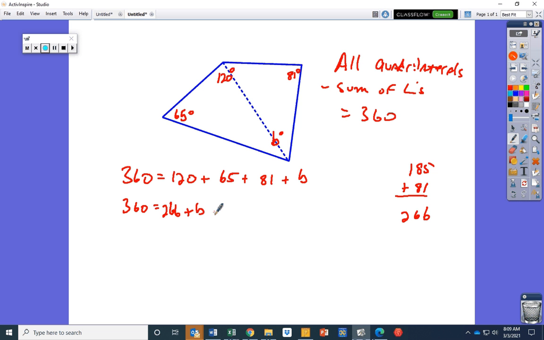Those were given to us. We didn't have to measure them. You'll be given 3 of the 4 measures. You just have to find that missing measure.